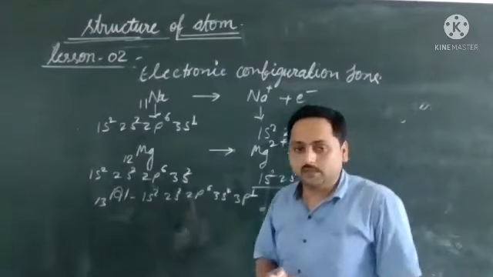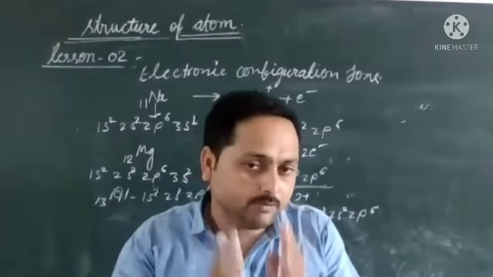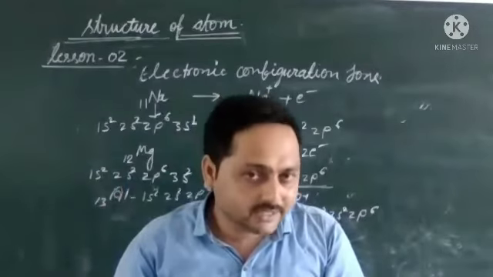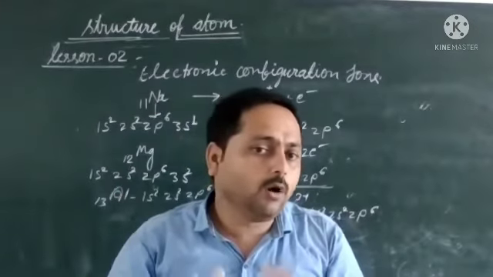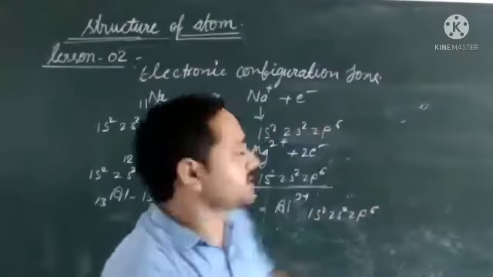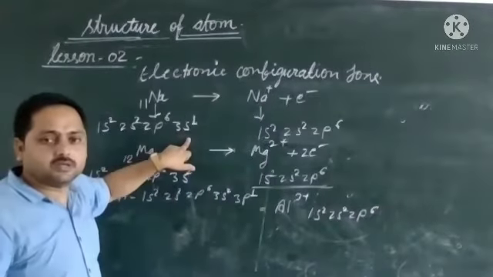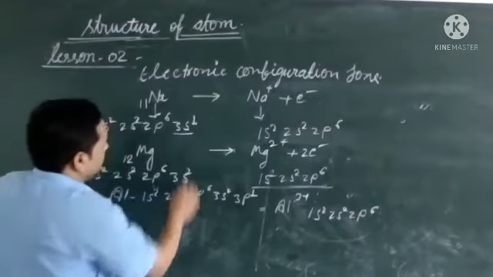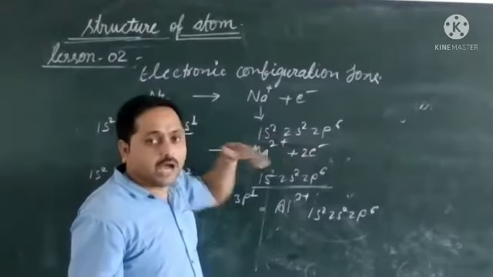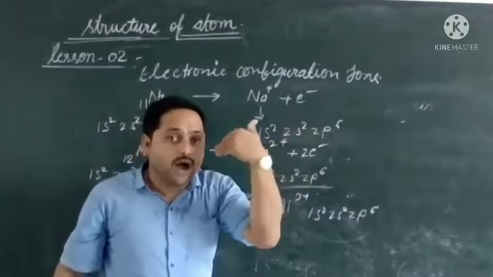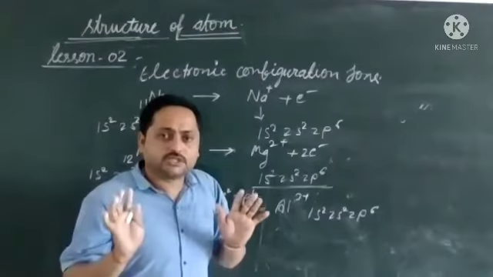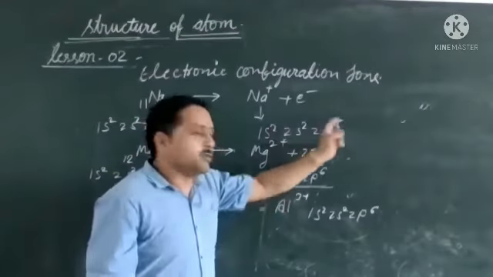And one point here: if an atom is losing an electron, we will remove the electron from the outermost shell. Just see, from here I have removed this. I have not removed from 2p6. The outermost one is the one far away from the nucleus, so we will remove the electron from it.